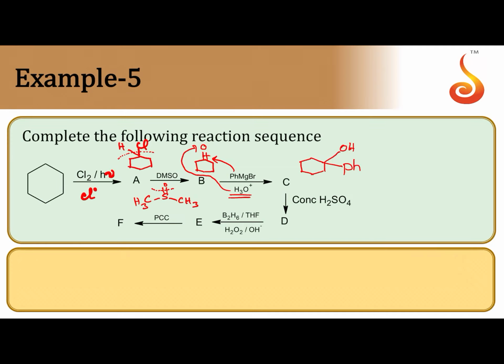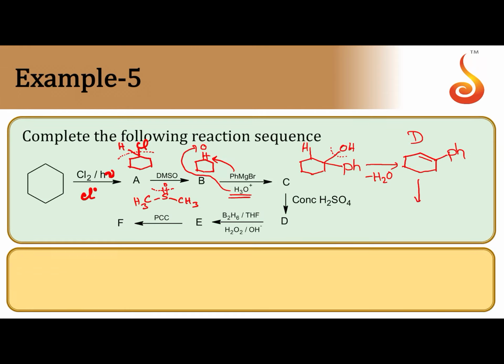That is C. After the formation of C, it is subjected to dehydration with concentrated H2SO4. During the dehydration, OH is removed from alpha carbon. H is removed from beta carbon in the form of H2O. OH minus comes from alpha carbon, H plus comes from beta carbon, providing alkene. This is the alkene produced. So this is nothing but D in the sequence of reactions, D.